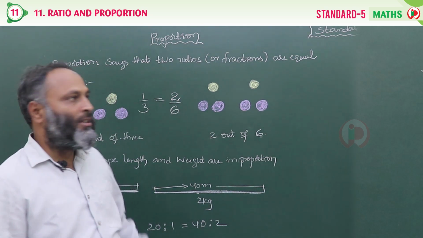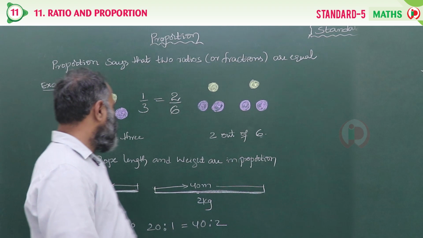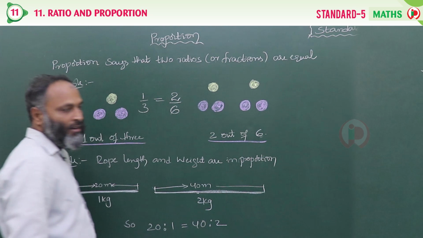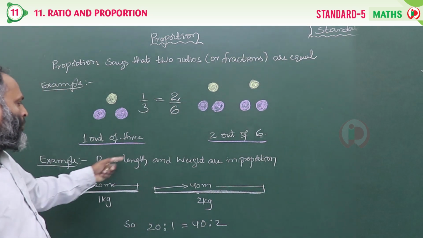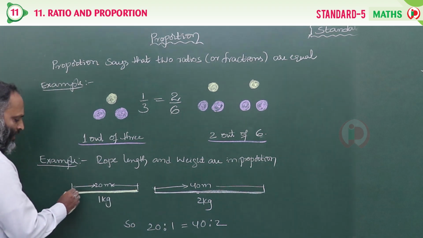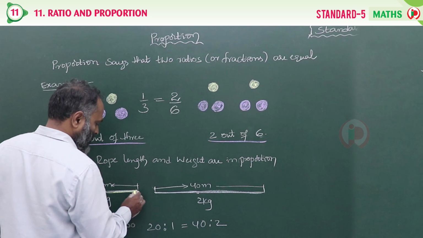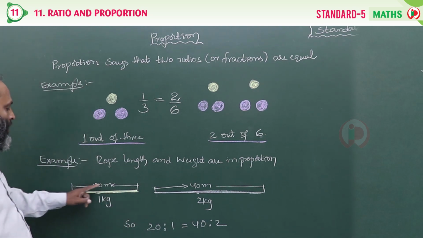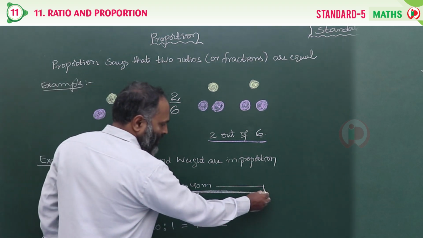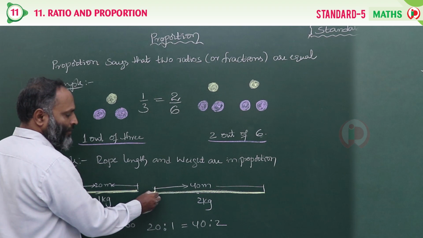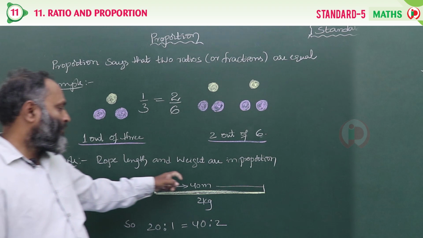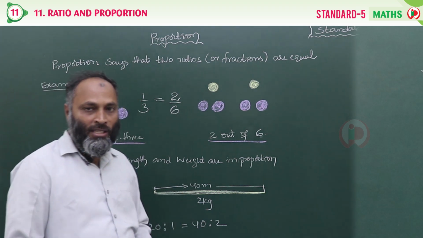So this is the meaning of proportion. These two are the same: here 1 out of 3 is yellow, here 2 out of 6 are yellow. In the same way, a rope length is given: 20 meters of rope weighs 1 kg. If you double it to 40 meters, what is the weight of the 40 meters rope? If 20 meters of rope is 1 kg, then 40 meters of rope weighs 2 kg. So they are in proportion.